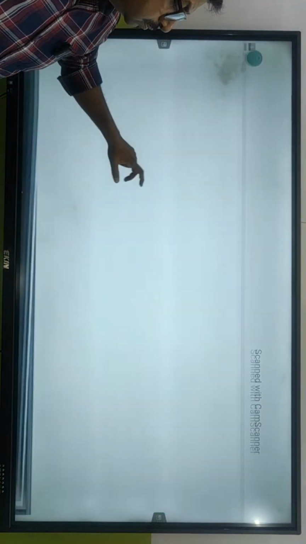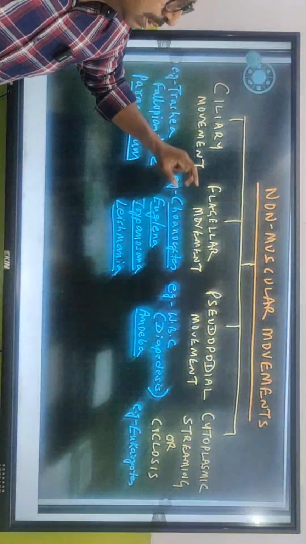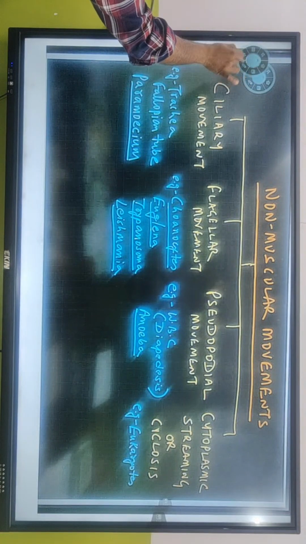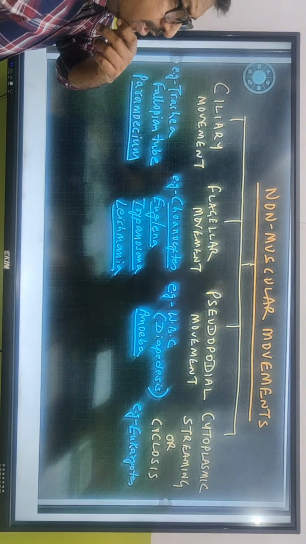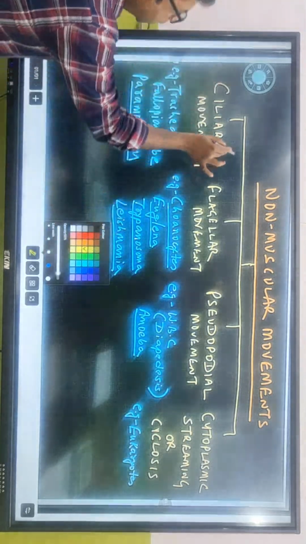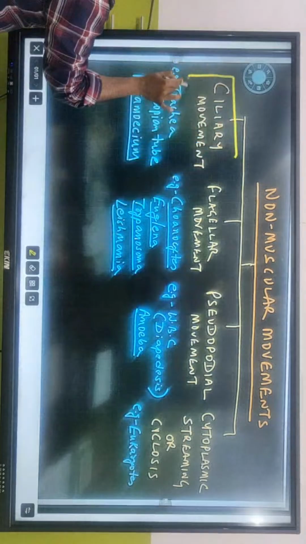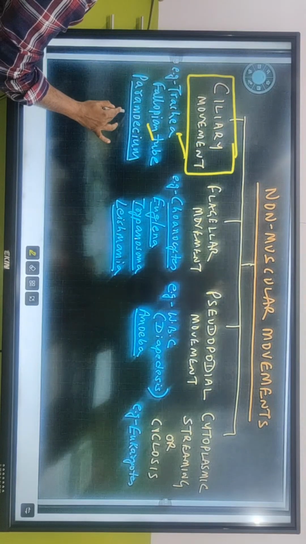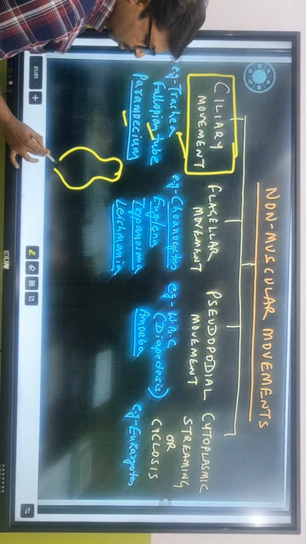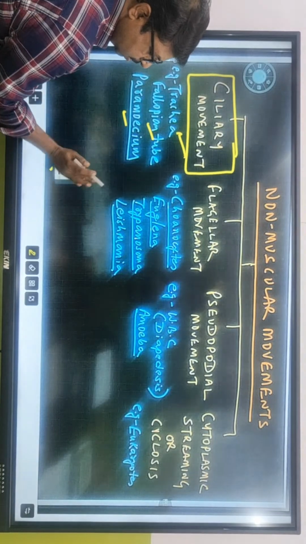Now, what kinds of non-muscular movement can be present? How many types of non-muscular movements can be present? See, the first one is ciliary movement. We have just now talked about this, right? Where is ciliary movement? In the trachea, in the fallopian tube, in paramecium. Paramecium, they have got cilia. You know, we have talked about it.